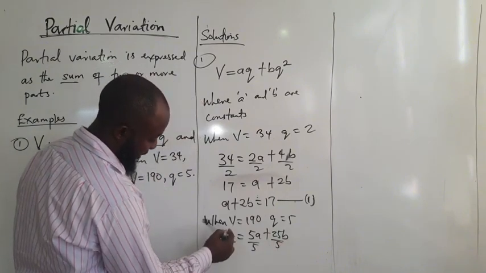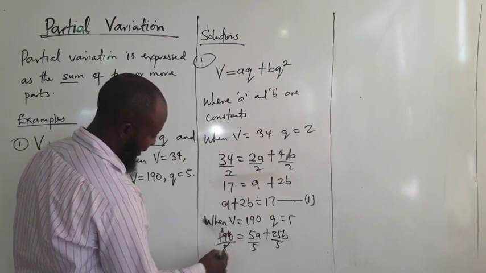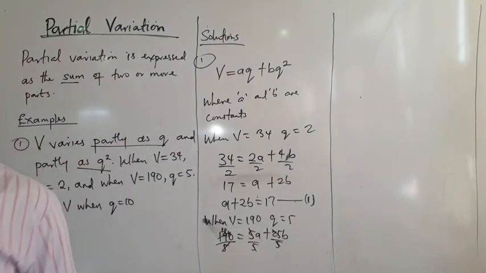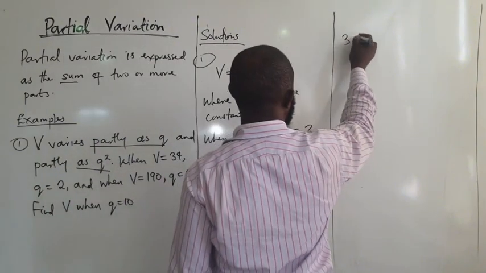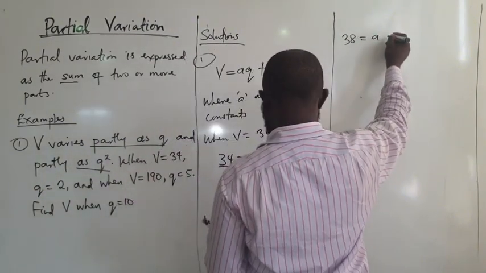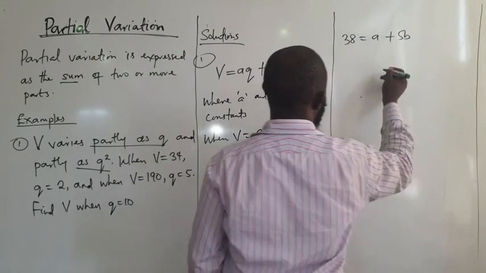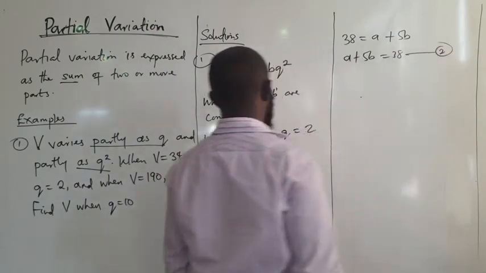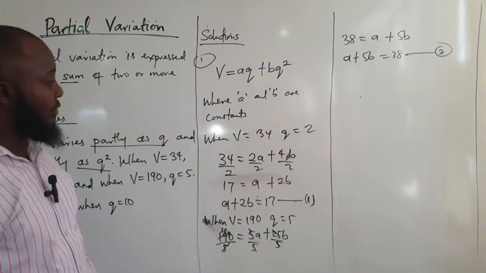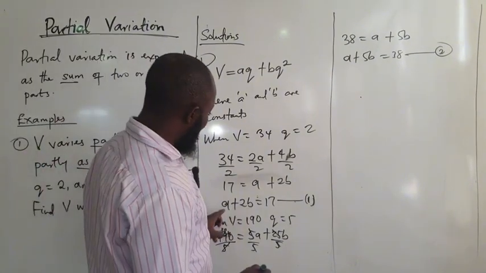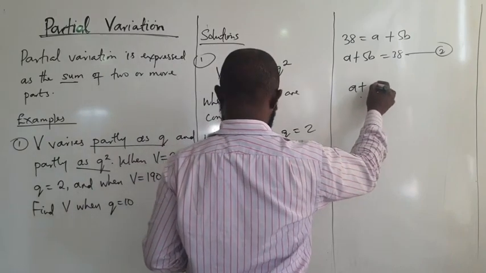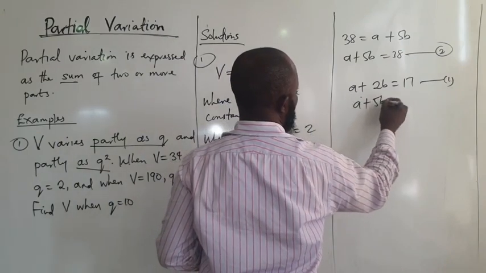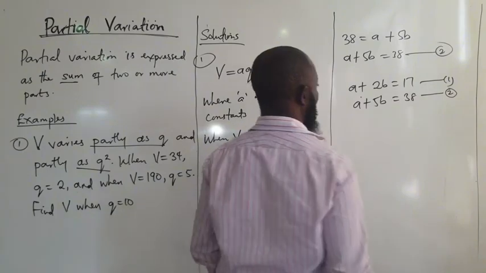So 190 divided by 5 is 38. So this is going to be 38 equals A plus 5B, which can be written as A plus 5B equals 38, equation 2. So we have two equations, and we can't solve them unless we solve them simultaneously. In that case, we bring the two equations together. That is A plus 2B equals 17, which is equation 1, then A plus 5B equals 38, which is equation 2. So we solve this simultaneously.